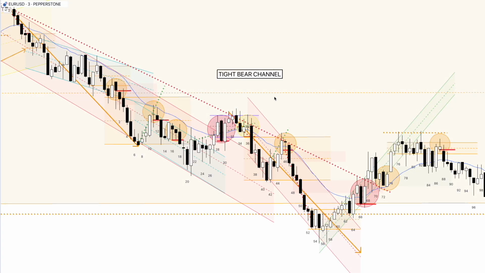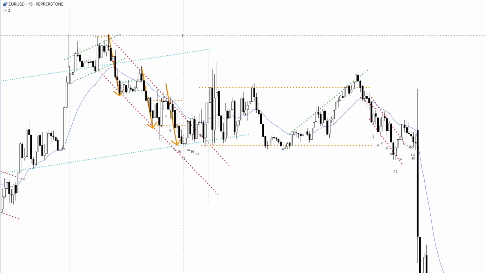Hello, this is the price action for yesterday. The EURUSD 3-minute chart, we had a tight bear channel. Let's go up to the 50-minute chart to see how this formed.